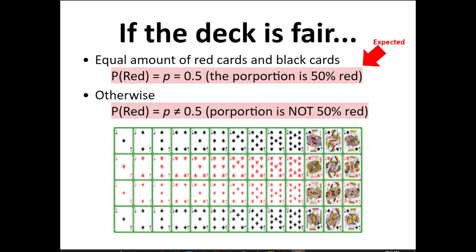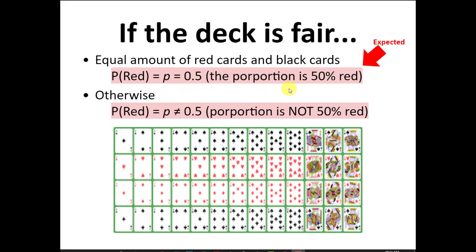So if the question is, is this deck of cards fair, quote unquote fair, we would expect that 50% of the cards were red. If I were going to write this as a proportion, I would write that the probability of drawing a red card is 50%, or the proportion is 50%. If it's not a fair deck, then the proportion of red cards would be not equal to 50%.